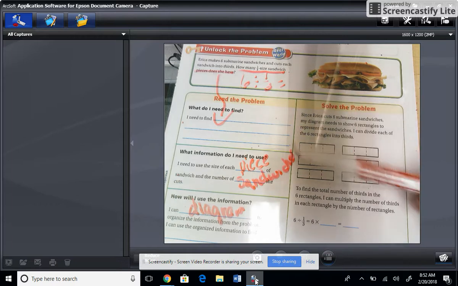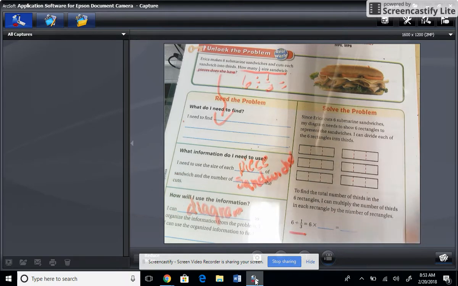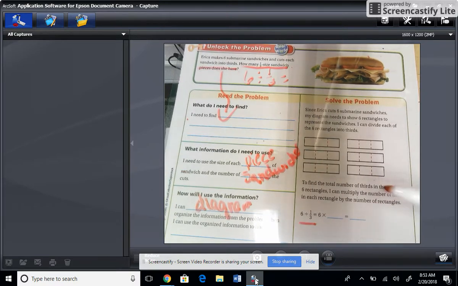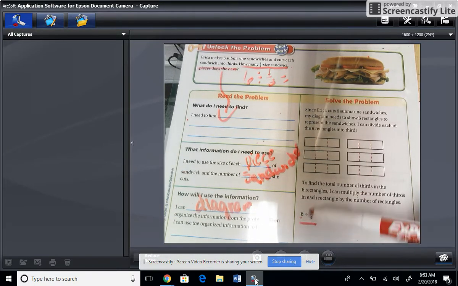So here's what I did to draw that diagram. I drew 6 squares to make them my sandwiches. I cut them into thirds. So here I told you, here's my division problem, 6 divided by 1/3. And I said I could use multiplication when I have a whole number divided by a third. So how many equal pieces? I'm putting each sandwich into 3 equal pieces.